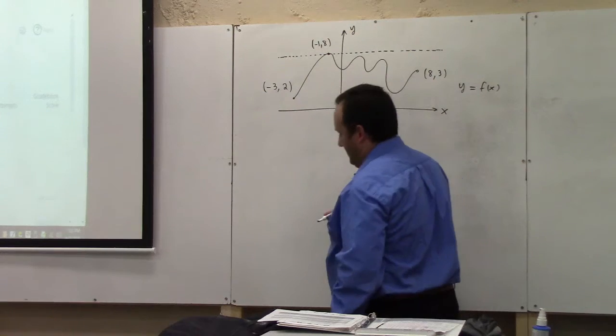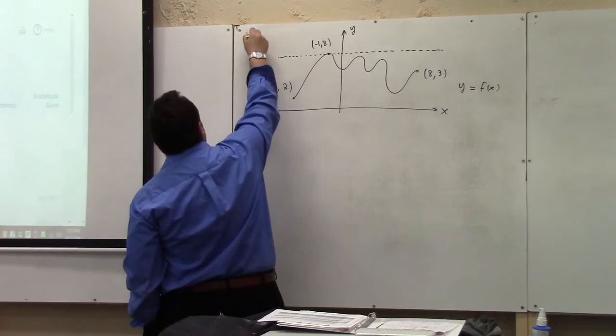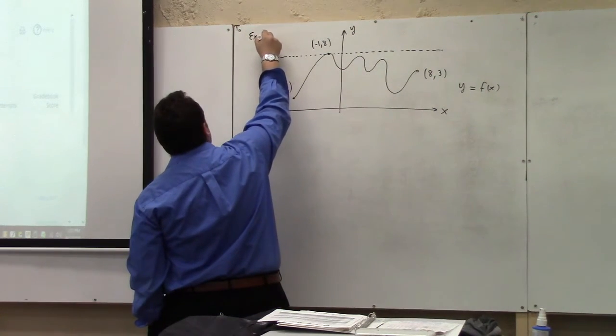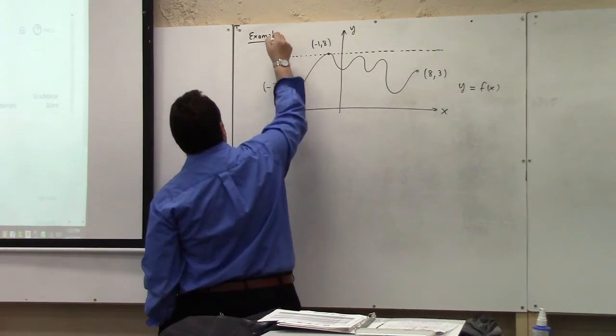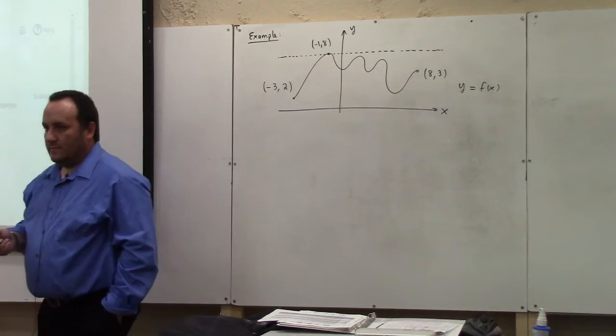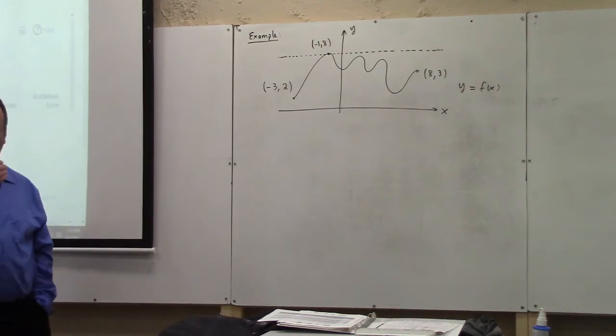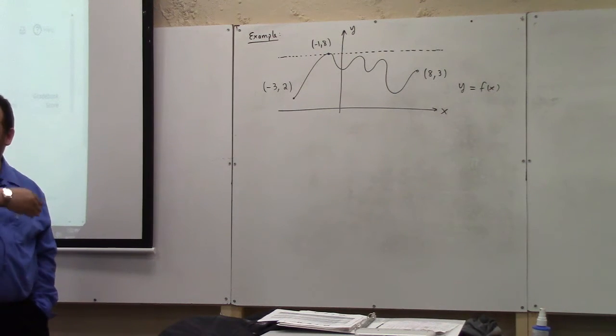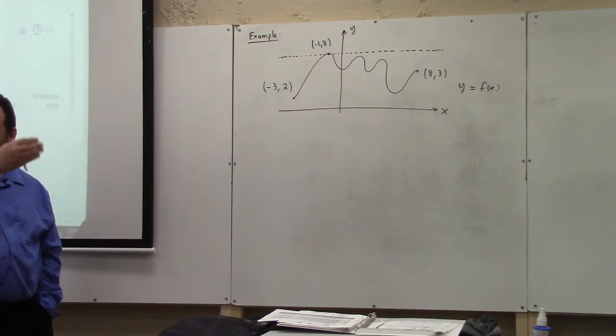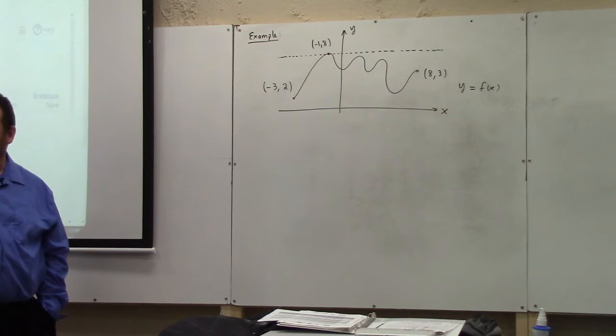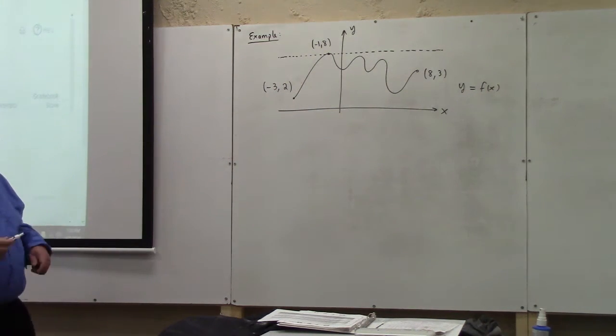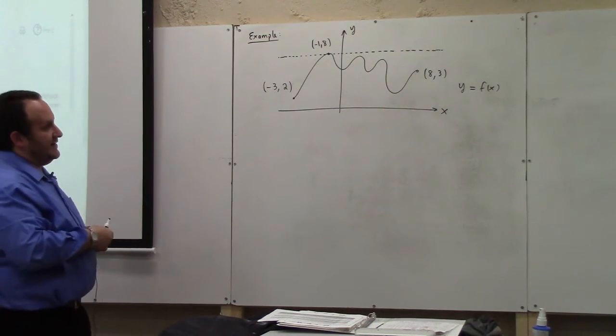Is that reasonable? Could this be the graph of a function? Why or why not? We can look at the vertical line test, right? If you put a vertical line through any point in the picture, we just get the intersect with the graph just once, right? So it passes the vertical line test.